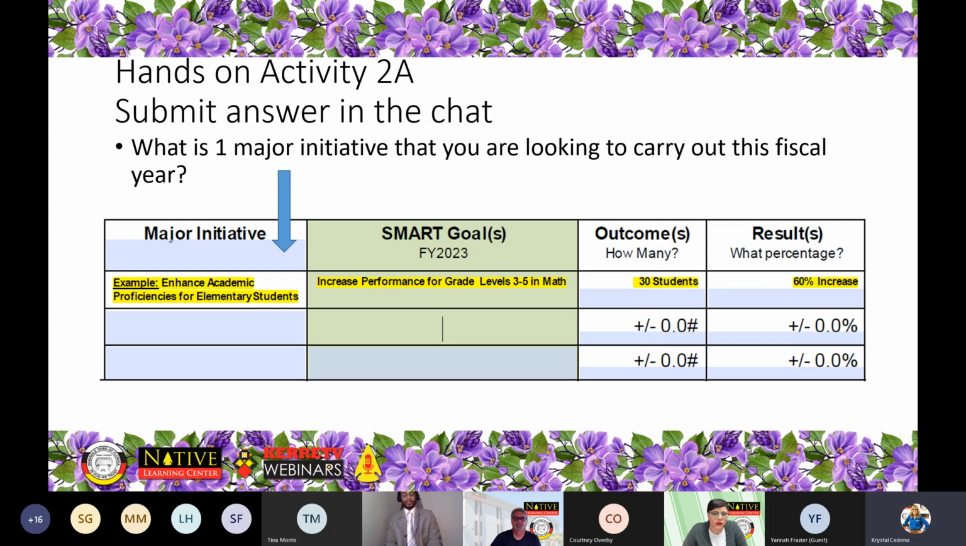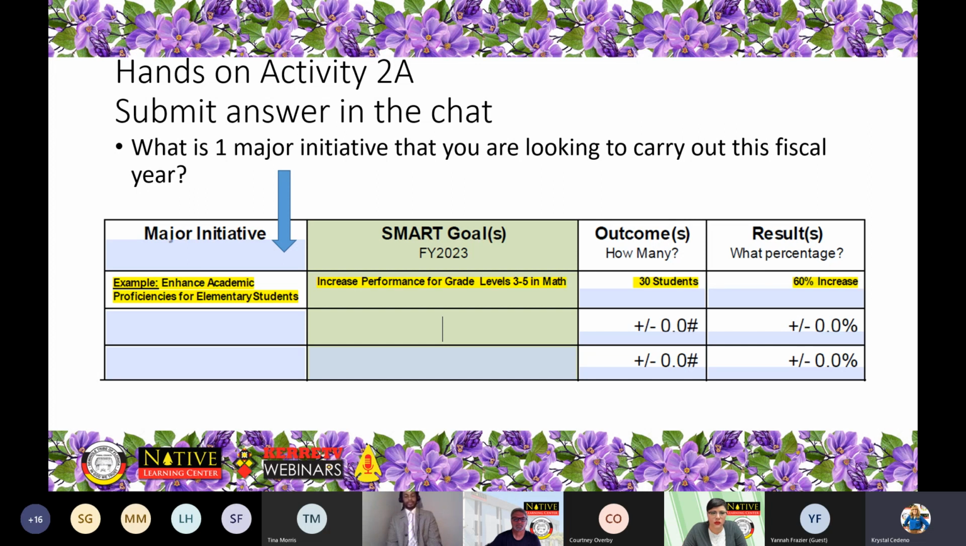So for this section, we want you to create one major initiative that you're looking to carry out this fiscal year. So we're just going to start off in the first section of the logic model. Okay. So for example, Vince has an example written there, just to give you guys an idea, and maybe Vince can elaborate once I finish speaking. The example states: enhance academic proficiency for elementary students.